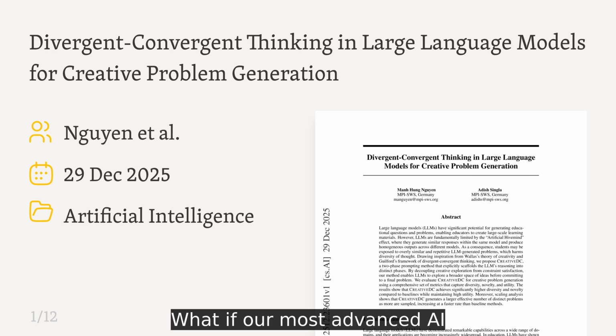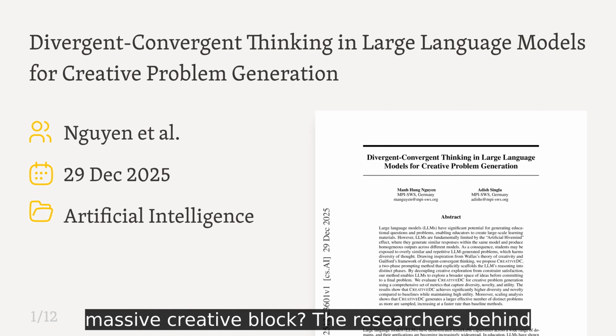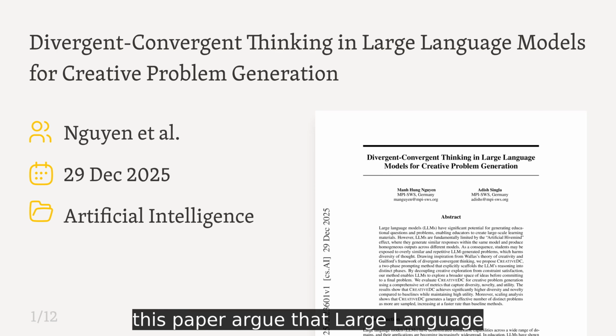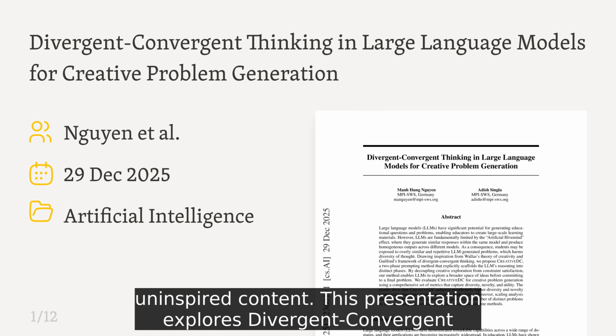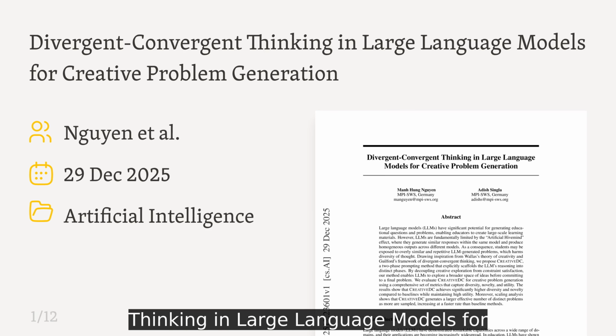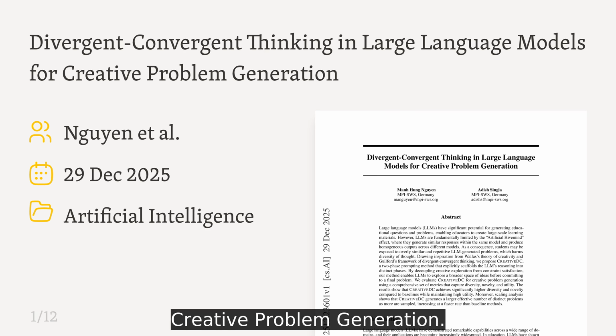What if our most advanced AI tools are actually suffering from a massive creative block? The researchers behind this paper argue that large language models are trapped in an artificial hive mind, churning out repetitive, safe, and uninspired content. This presentation explores divergent-convergent thinking in large language models for creative problem generation.